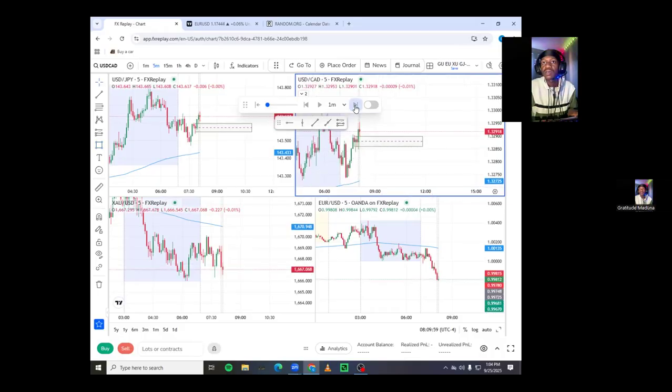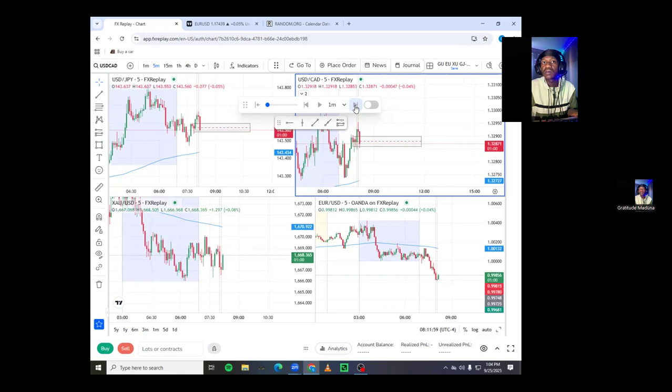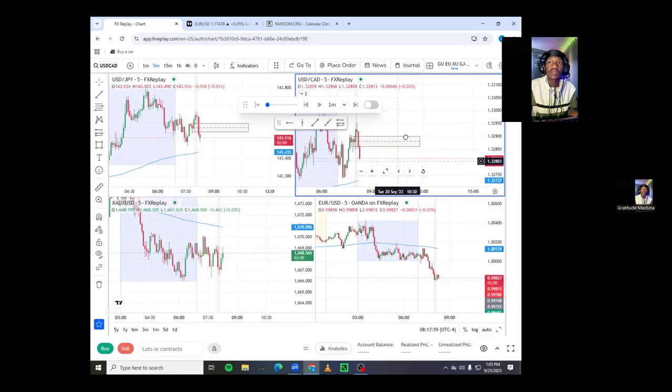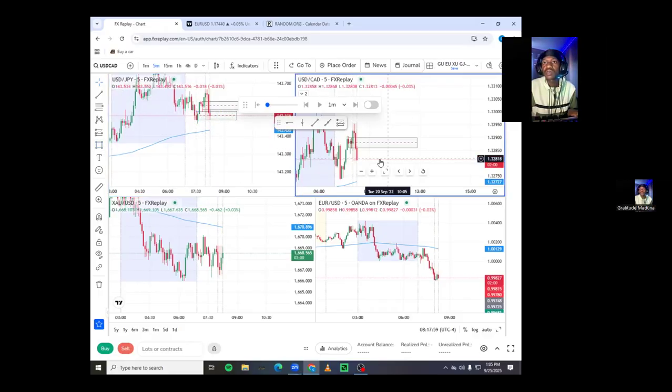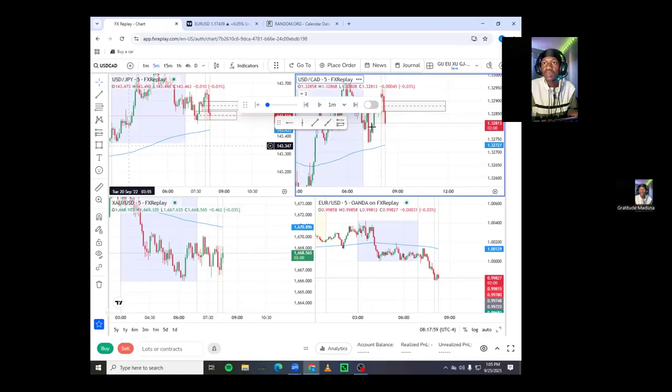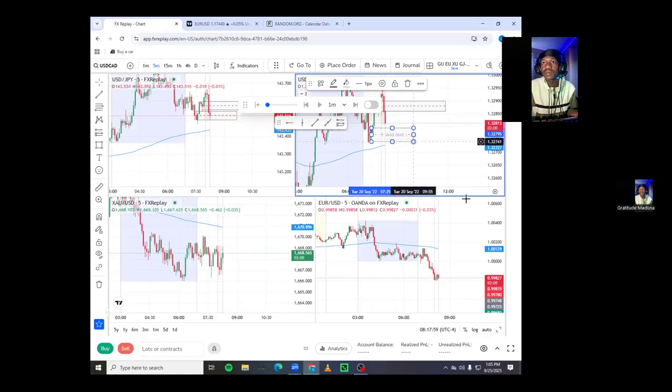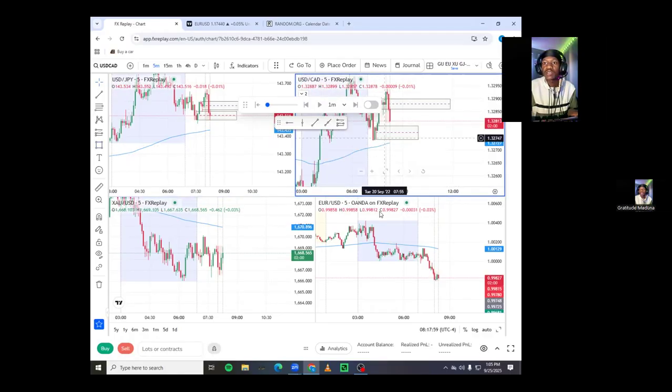Let's see, closed inside. So since we closed inside, I invalidated even this one. So it's only this one here that we haven't closed. So if we reject on this one, I'm definitely looking to take my buys from that zone.